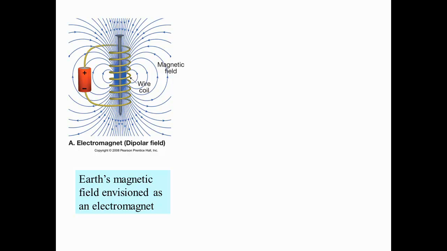A good analogy is that Earth's magnetic field is like an electromagnet, where here we have a battery and coils connected to the battery wrap around this nail. And as current passes through the coil, the current generates a magnetic field that leaves the base of the nail, wraps around, and enters the nail again at the very top.